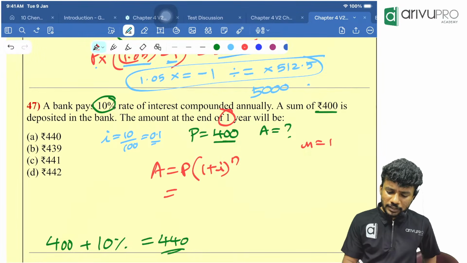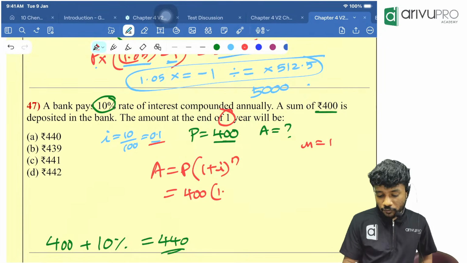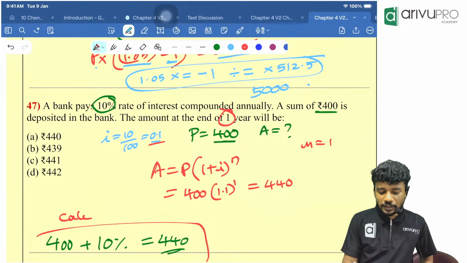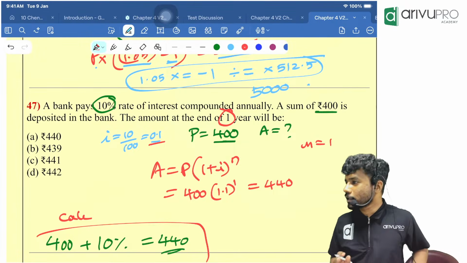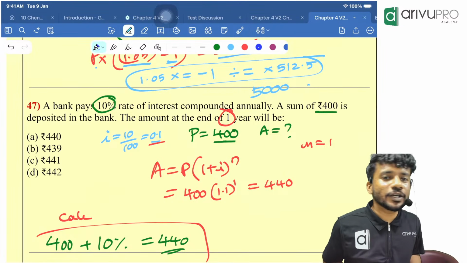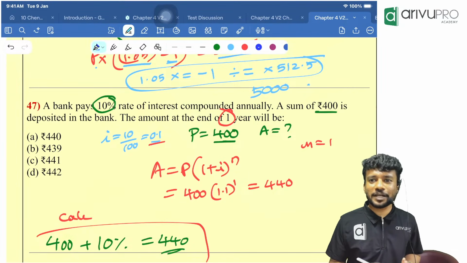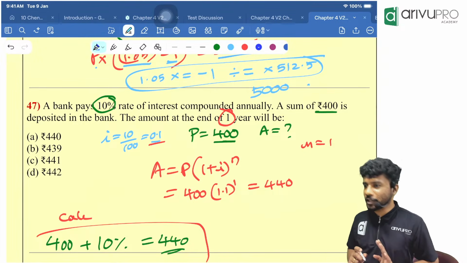Now tell me, principal is how much? 400 into 1 plus I will become 1 plus 0.1 will become 1.1 the whole power 1. That will also give you the same answer. This is the calculator method. Other one is the formula method. Whichever you are comfortable, follow that. Right answer up to. Okay. Got the method. Then how much is the compound interest then? 440 minus principal. 440 minus 400 will give you 40. 40 is the compound interest in this particular case.